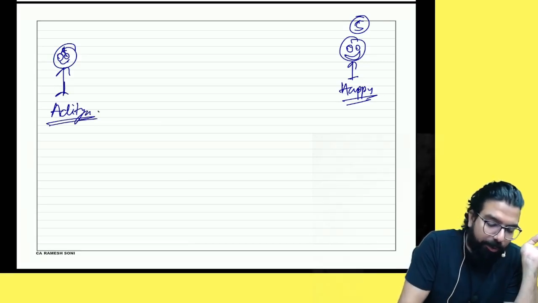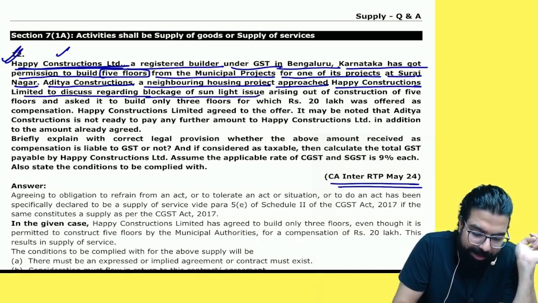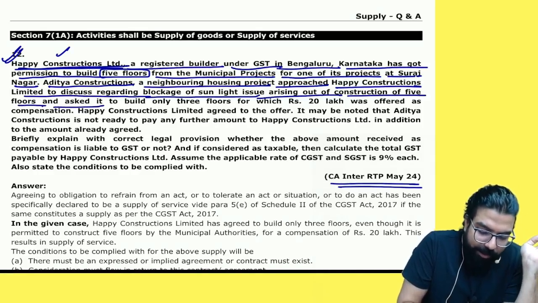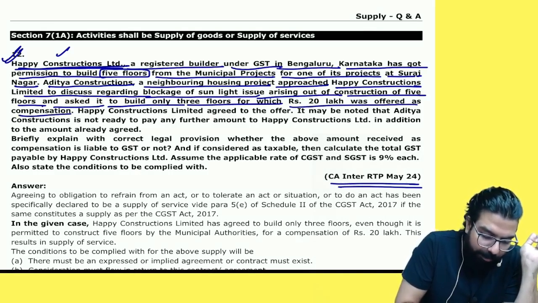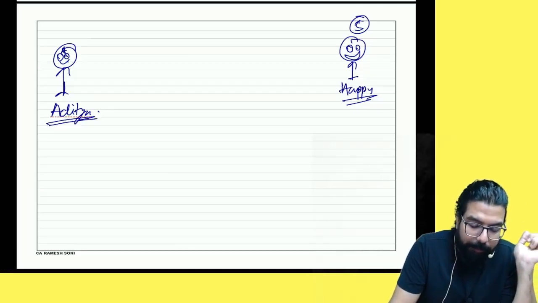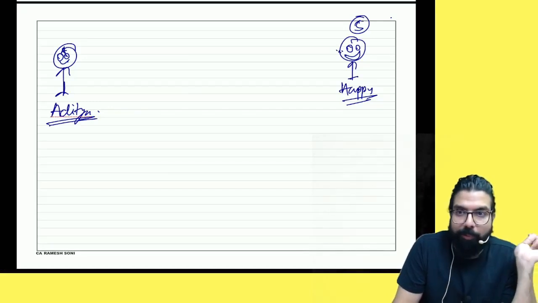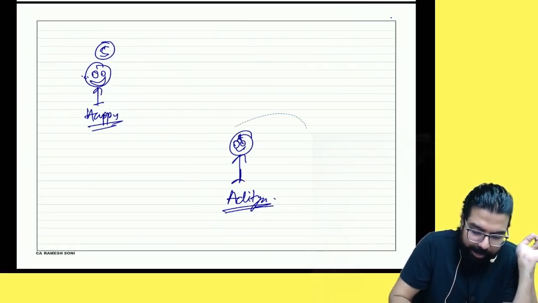Aditya Construction approached him. Then told what? To discuss regarding blockage of sunlight issue arising out of construction of 5 floors, and asked it to build only 3 floors, for which 20 lakh was offered as compensation. One minute. They told him, sir, please don't make 5 floors. We will draw Happy this side, Aditya this side.